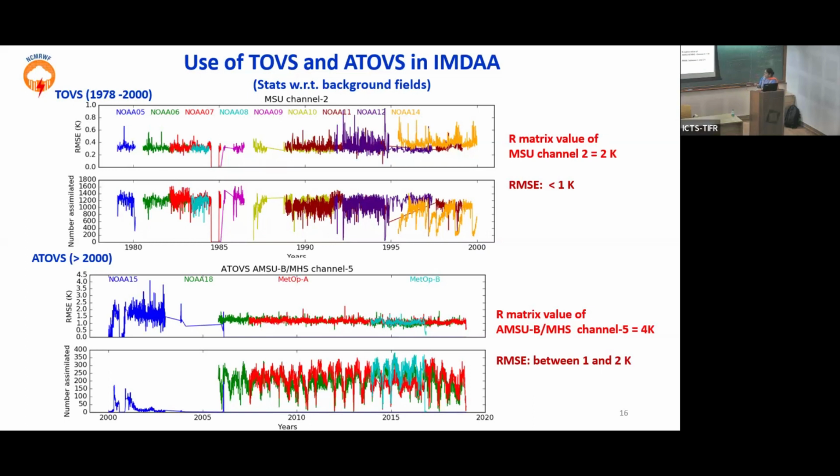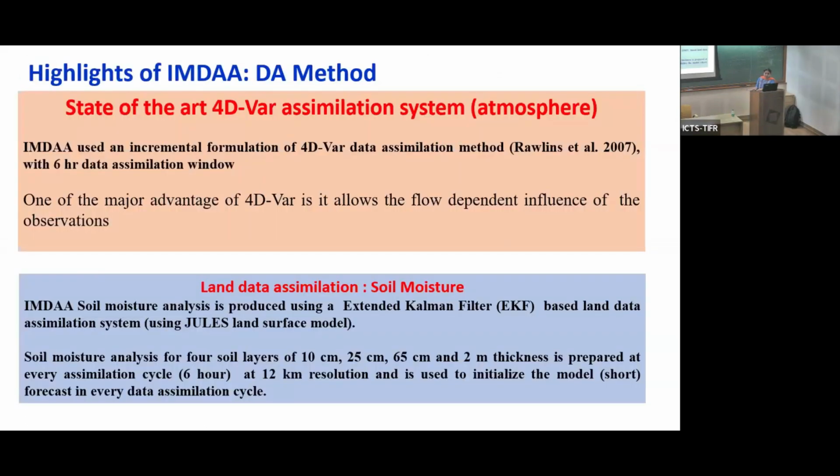So this is how we treated the TOVS and ATOVS. Here we showed only one channel, but similar channels we also checked. And the main highlight is that we use the incremental 4D-Var, Rawlins et al. 2007. One of the major advantages of 4D-Var is that it is flow dependent. Why flow dependent? Because in 4D-Var we take care of time also.